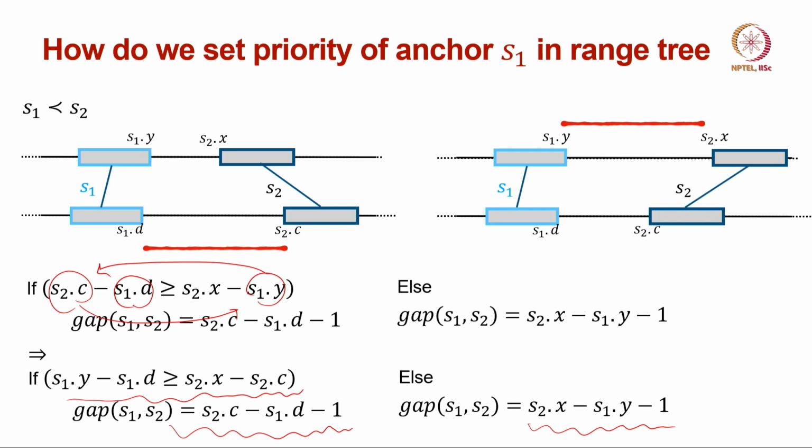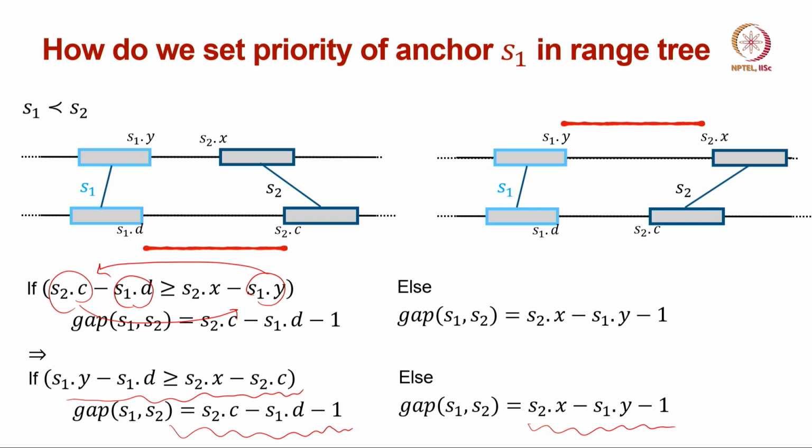Okay. So how do we tackle this now? So far we have seen the range maximum query data structure, where we are making a single query in the range tree. So how do we make sure that the correct gap cost is considered when we are making a query in the range tree?